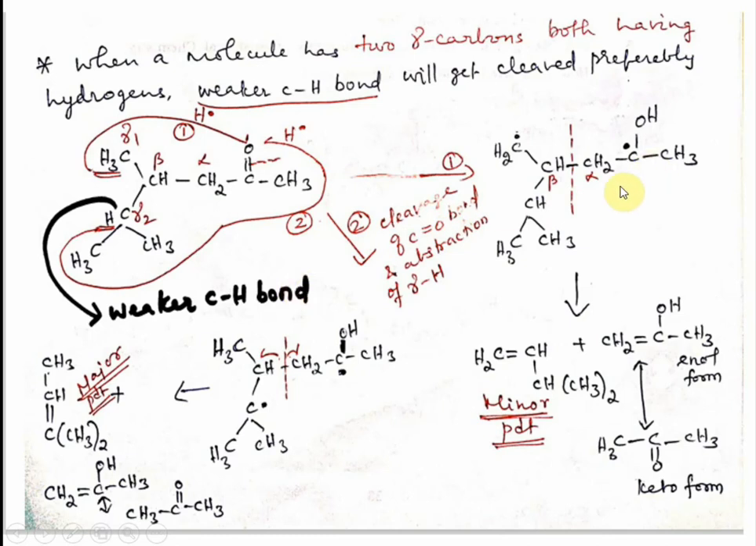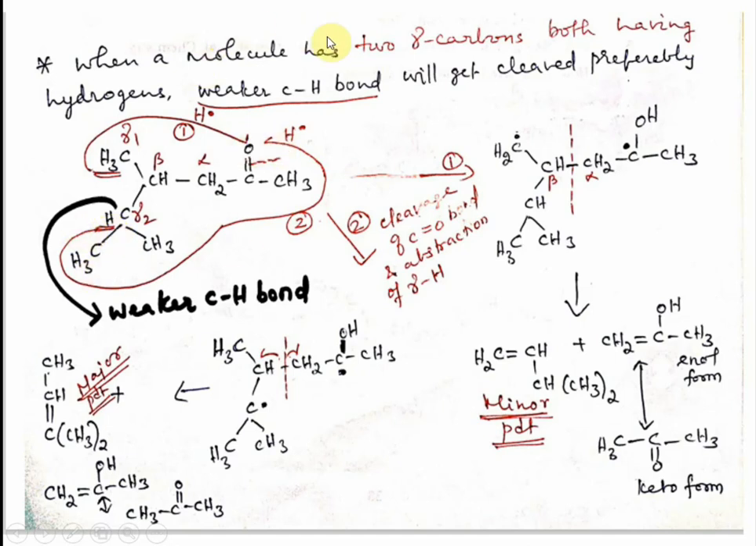This 1,4 biradical will further undergo alpha beta bond cleavage, and there will be a formation of an alkene and alkenol. In pathway 2 also similarly, this alpha beta bond will get cleaved, and there will be a formation of an alkene and alkenol. When we compare the yield of these two mixtures of products, this mixture has higher yield and this one has lower yield. That is, these are the minor products and these are the major products. So the presence of major and minor products proves that the weaker C-H bond gets cleaved and that H dot gets transferred to O dot.